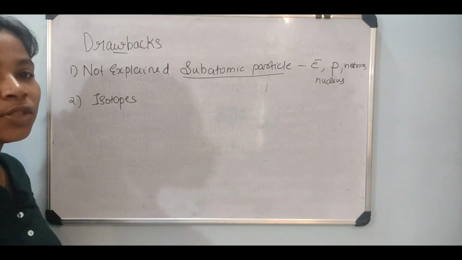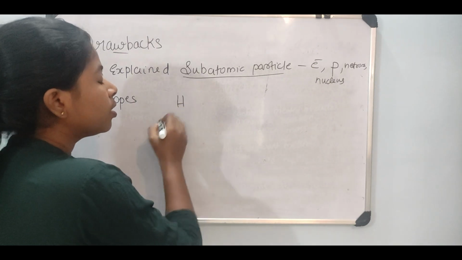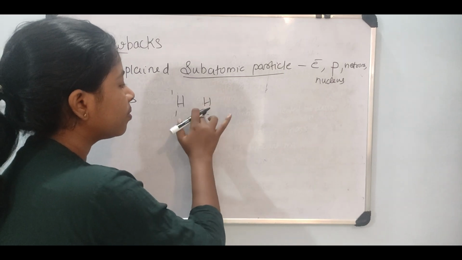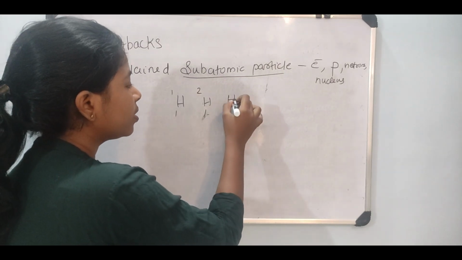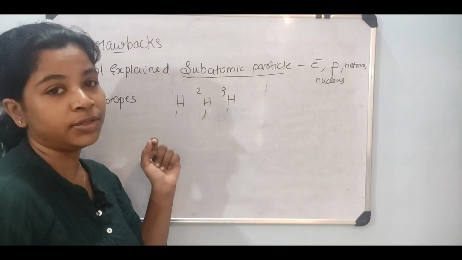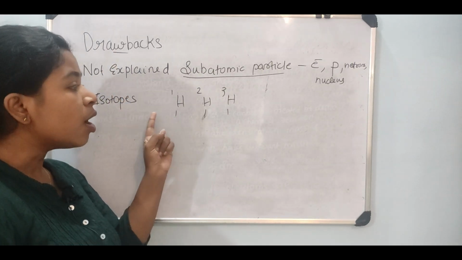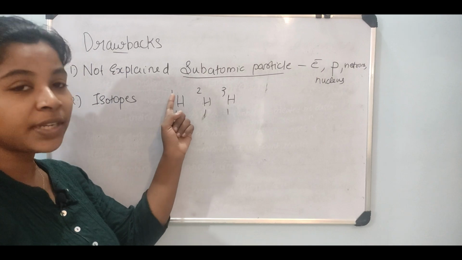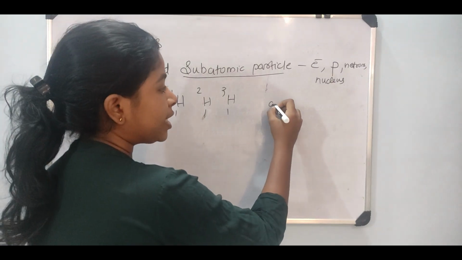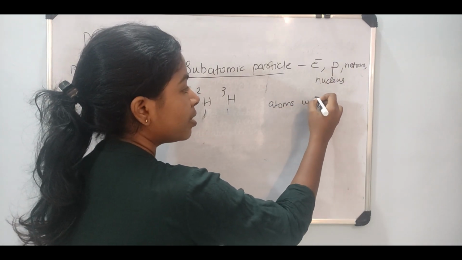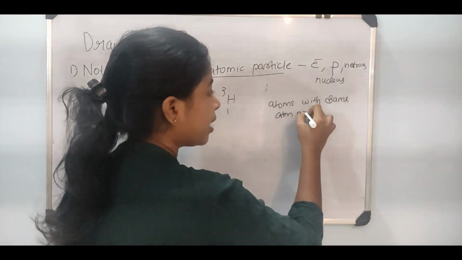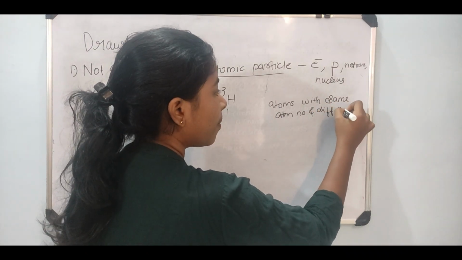Okay. What is the meaning of isotope? Have you heard about protium, deuterium, tritium? See, all these are atoms of hydrogen. Okay, all these atoms of hydrogen with same atomic number and different mass number. Okay, so what are known as isotopes? Atoms with same atomic number and different mass number.